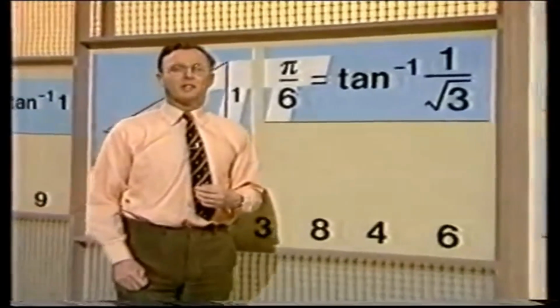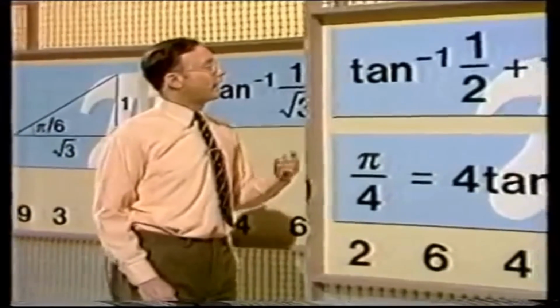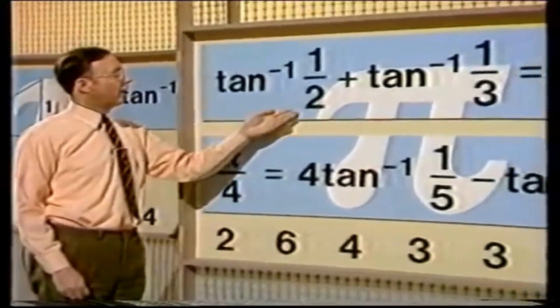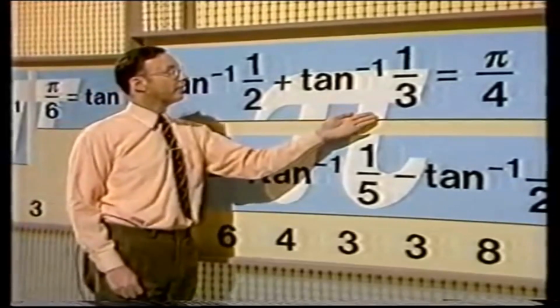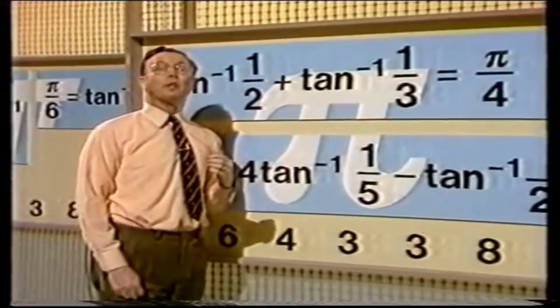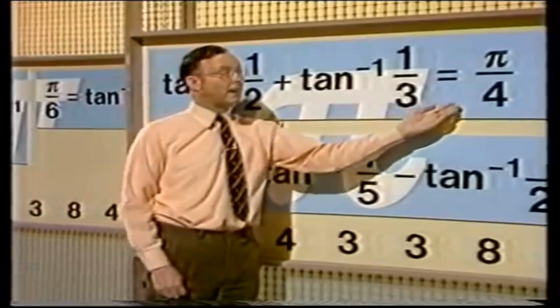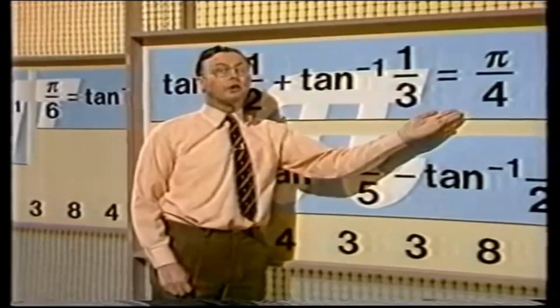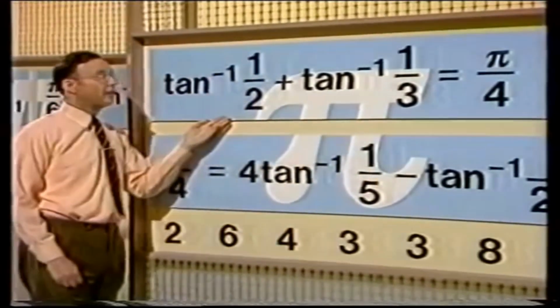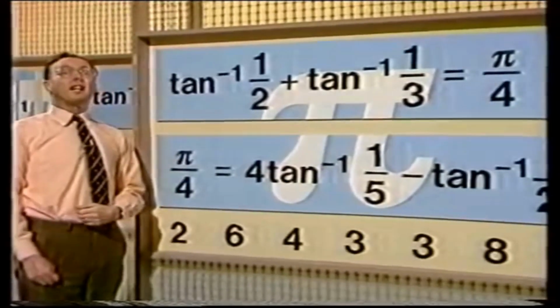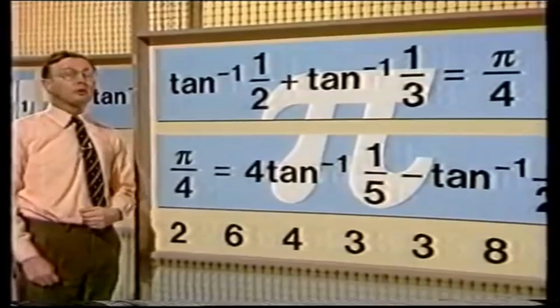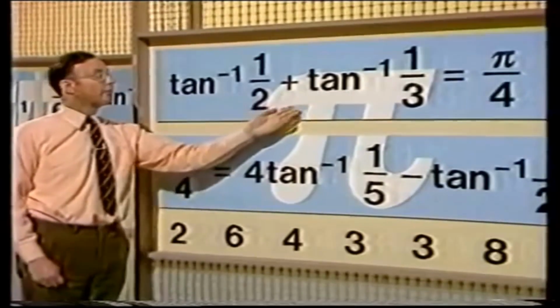So what does that give us? Well, we get tan to the minus 1 a half plus tan to the minus 1 a third equals tan to the minus 1 of 1, and that's pi by 4. So this gives us another formula for pi. And as we'll show you, we can use the tan to the minus 1 series to approximate each of these terms on the left.